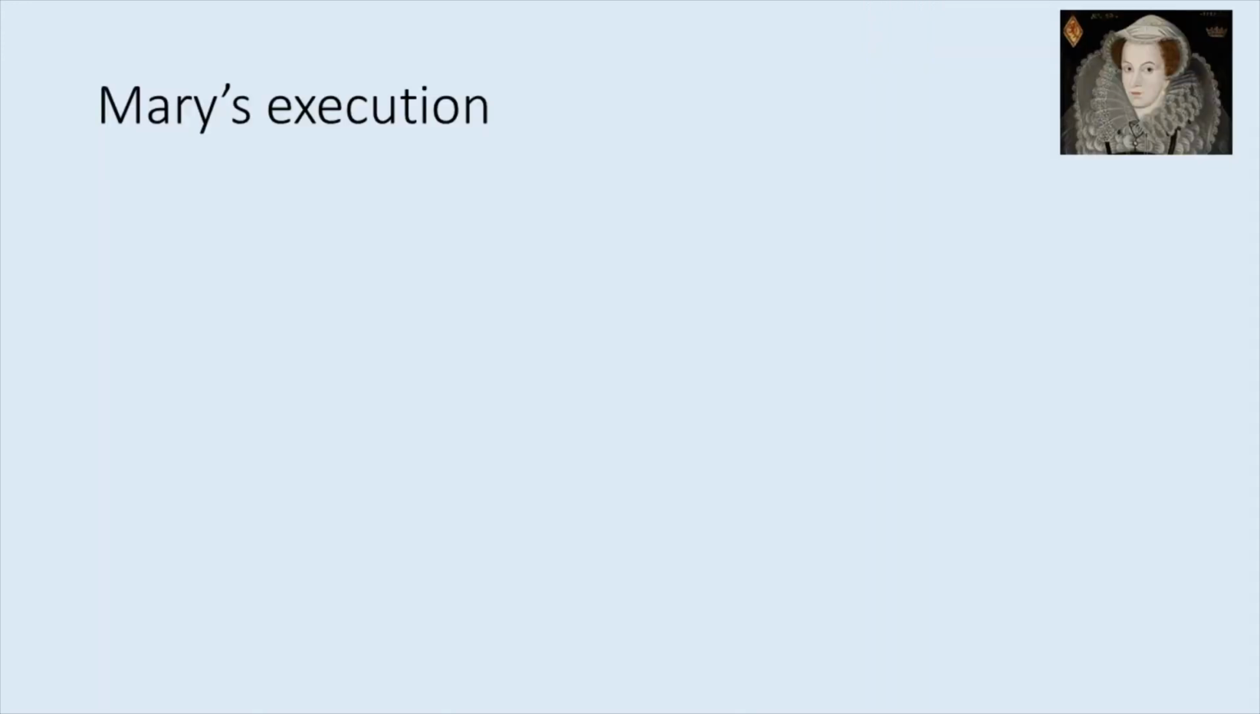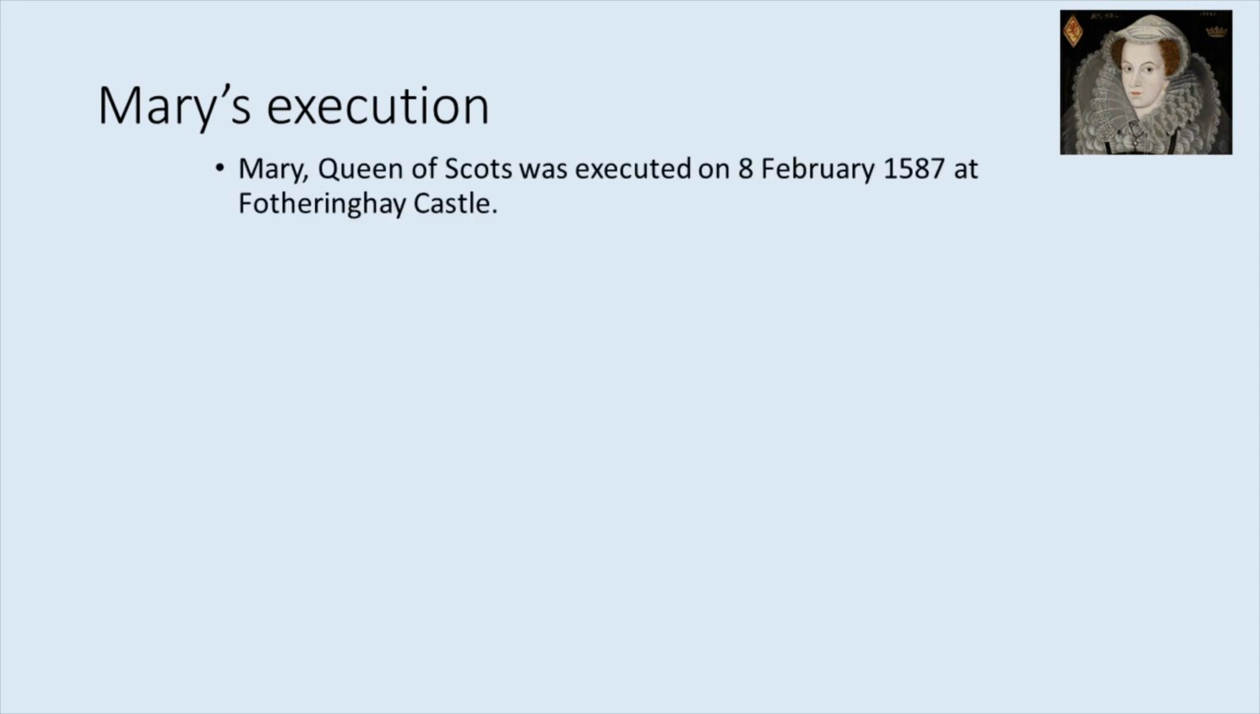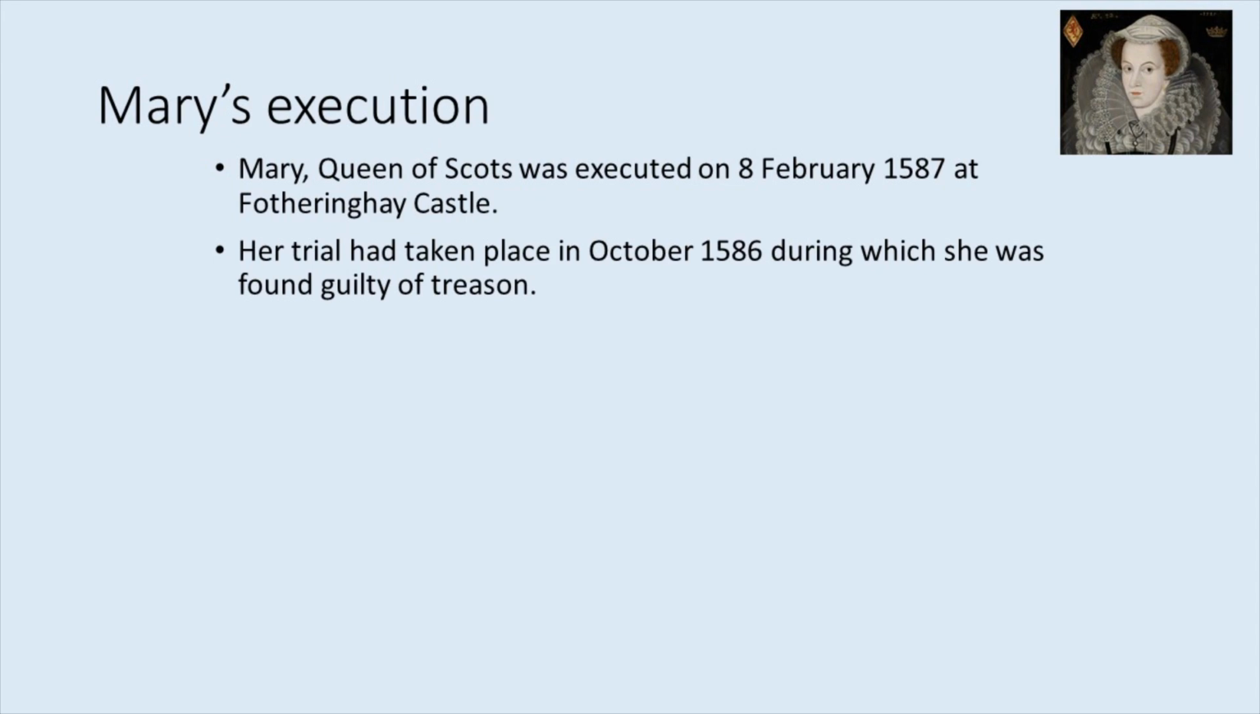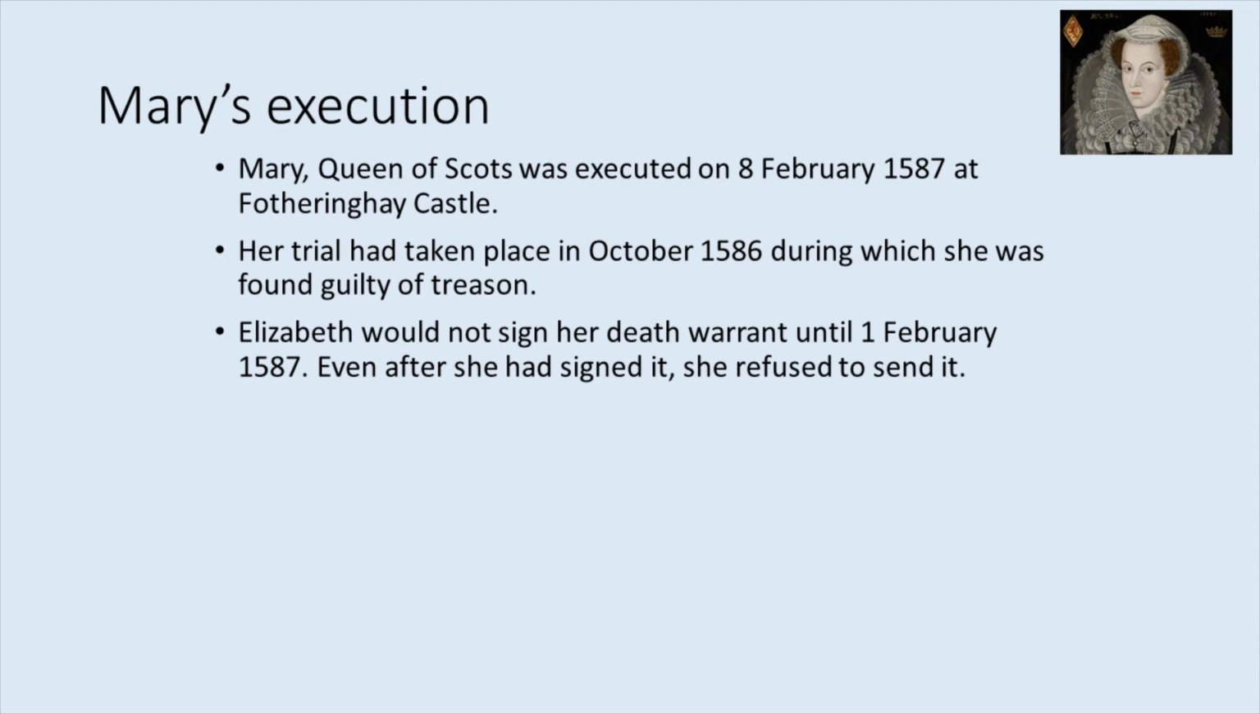Now, the biggest consequence of the Babington plot is the execution of Mary Queen of Scots. She's executed on the 8th of February 1587 at Fotheringay Castle. I always remember this date because it's actually my mum's birthday. Her trial had taken place in October 1586, during which she was found guilty of treason. Elizabeth would not sign her death warrant until the 1st of February 1587, so several months later.